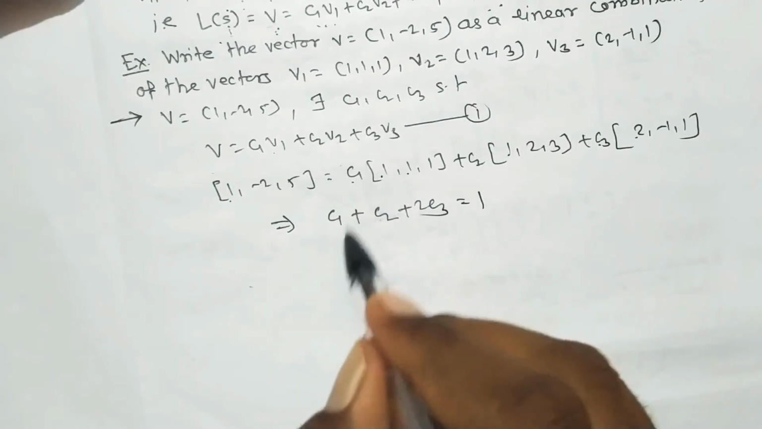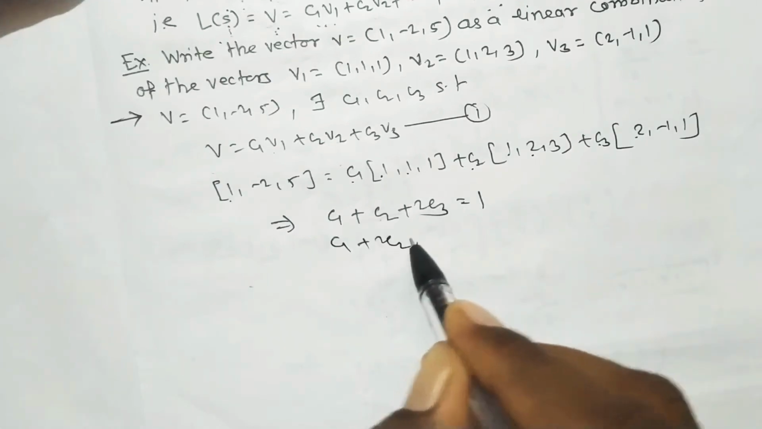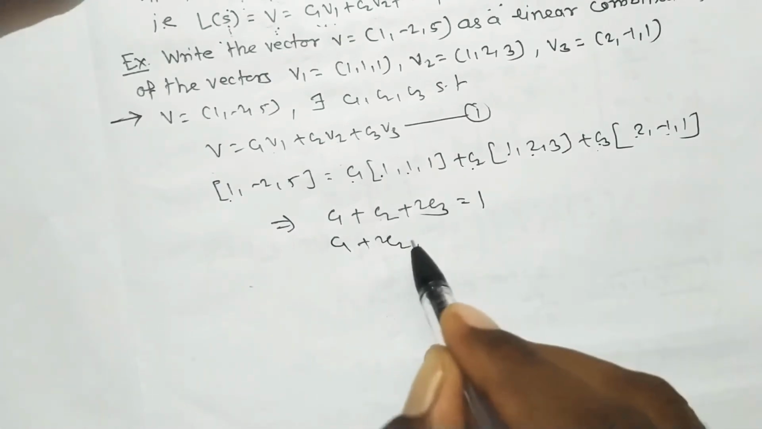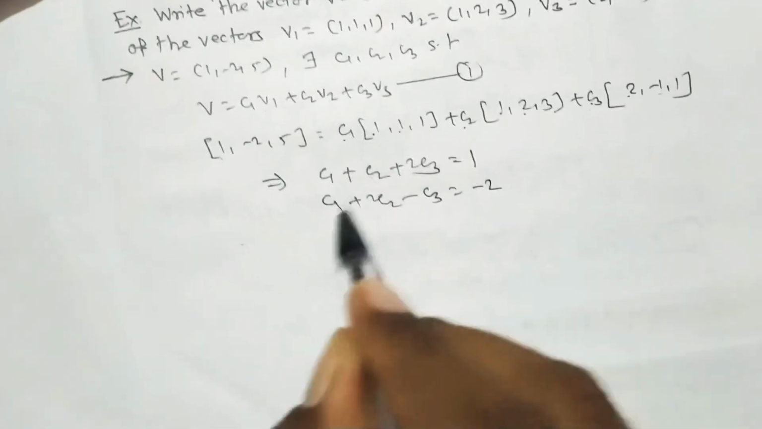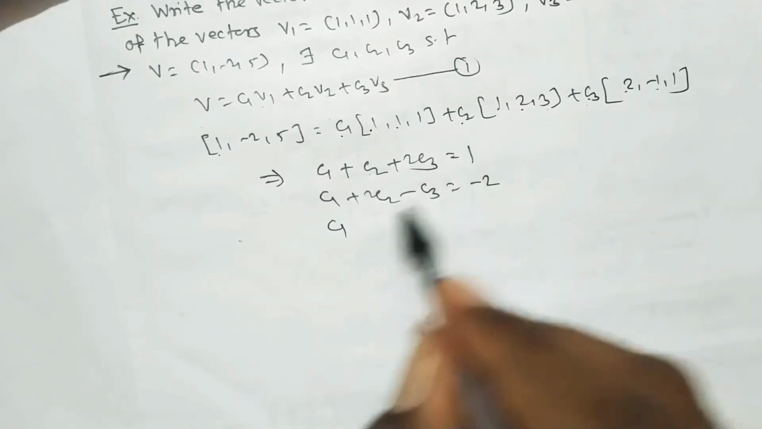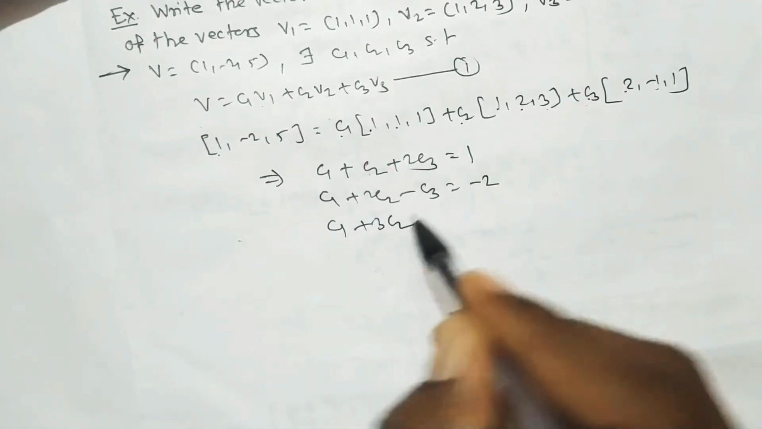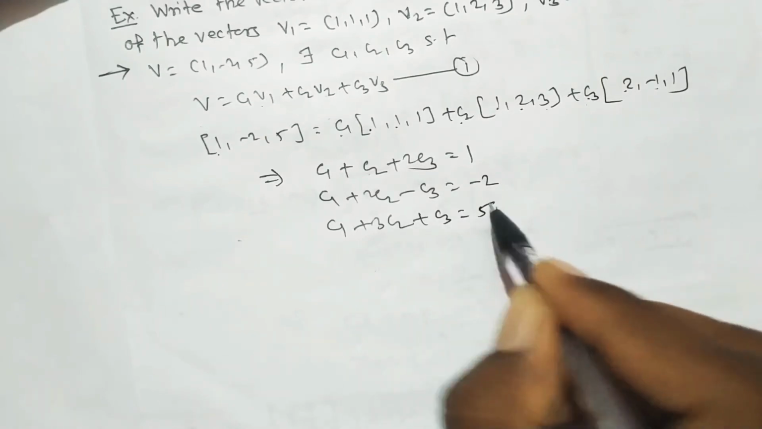Then 1 into C1 is C1, 2 into C2 is 2 C2, then minus 1 into C3 is minus C3, is equal to minus 2. And the third equation: C1 into 1 is C1, then 3 C2, and plus 1 into C3, that is C3, is equal to 5.